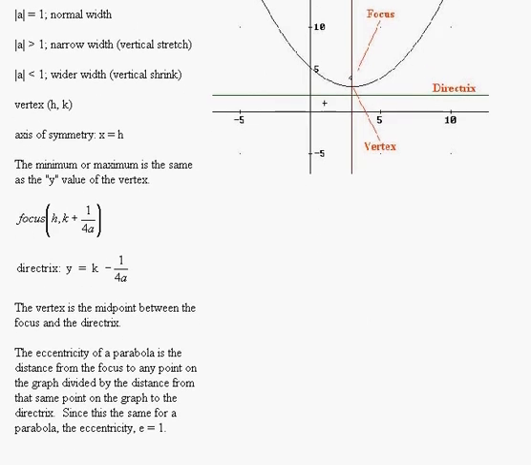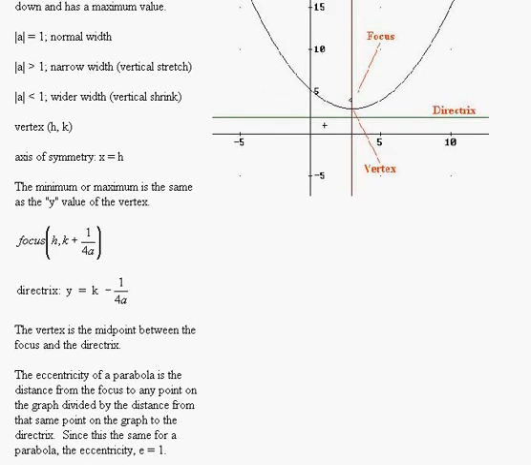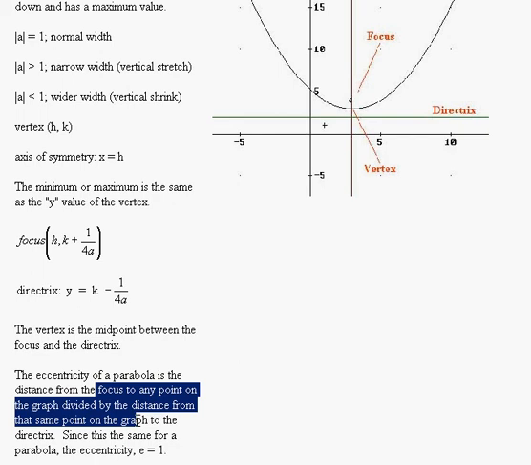We need to look at one more thing, and that is the eccentricity of a parabola is 1. Eccentricity is calculated by the distance from the focus to any point on the graph divided by the distance from that point on the graph to the directrix. Well, since the geometric definition says the distance from any point on the graph to the focus has to be the same distance as that point measured perpendicular to the directrix, anything divided by itself is 1.